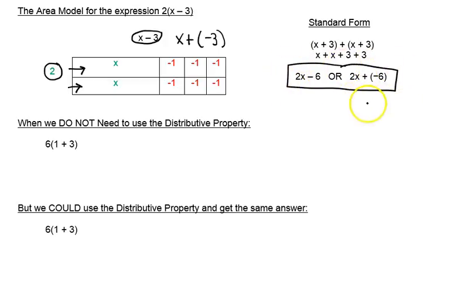6. But you're not going to want to always draw a visual for each one of these problems. So instead, today's lesson is going to show you how to use the distributive property to simplify these expressions.